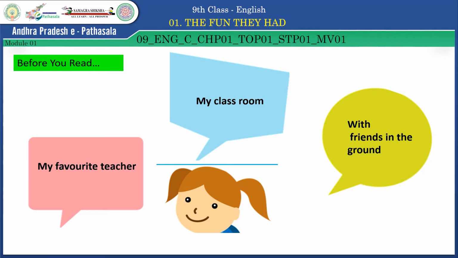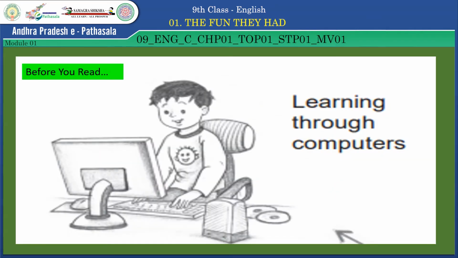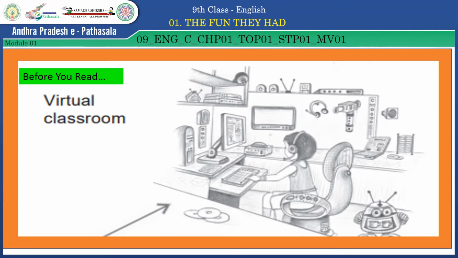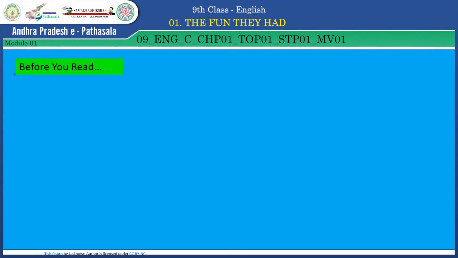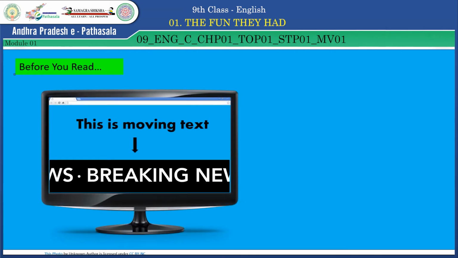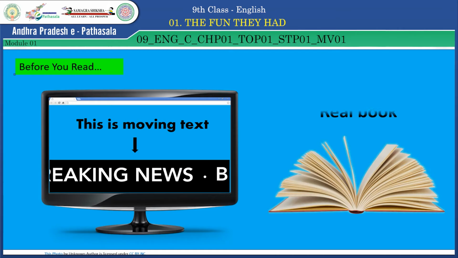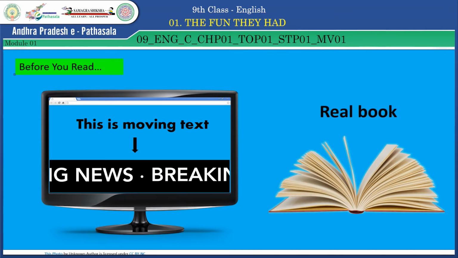Now let's look at some more pictures. If you observe here, the boy is learning through computers. What is the boy doing? He is learning through computers. Here, the girl is surrounded by technical gadgets instead of friends. Here, you may see the moving text. In the real book, the words will be static, but in the computer, we will have moving words.